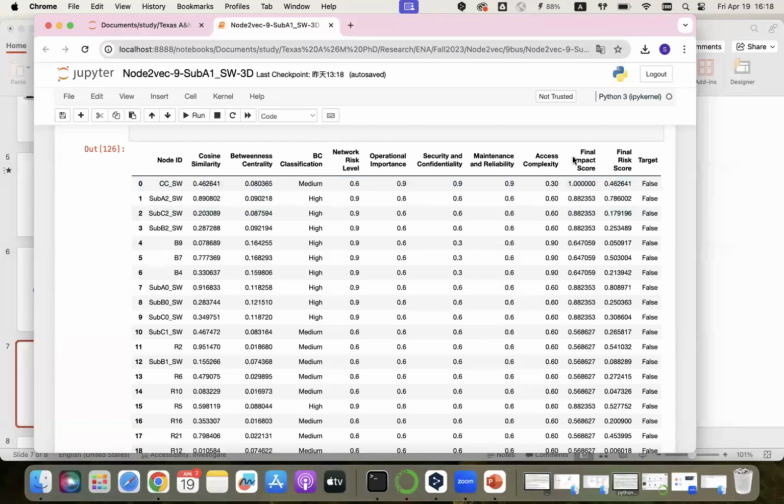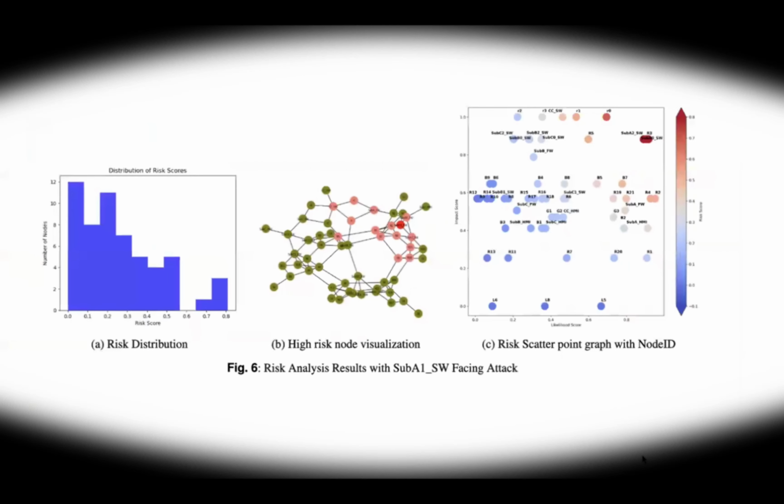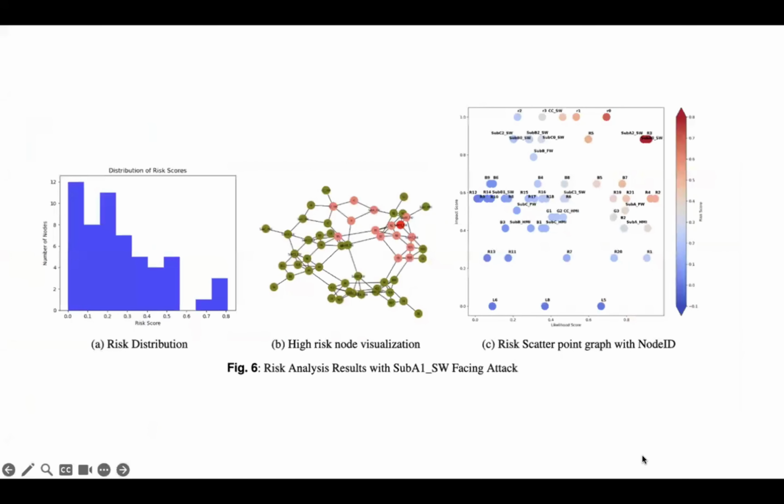In addition to cosine similarity, we have various impact metrics to compute the final risk score for each node in the graph. By carefully analyzing these metrics, we can identify critical nodes that may be potential targets for intrusion, as well as assess the overall resilience of the system. And finally, by leveraging visualization techniques, we can effectively compute and evaluate risk assessment to strengthen the security.